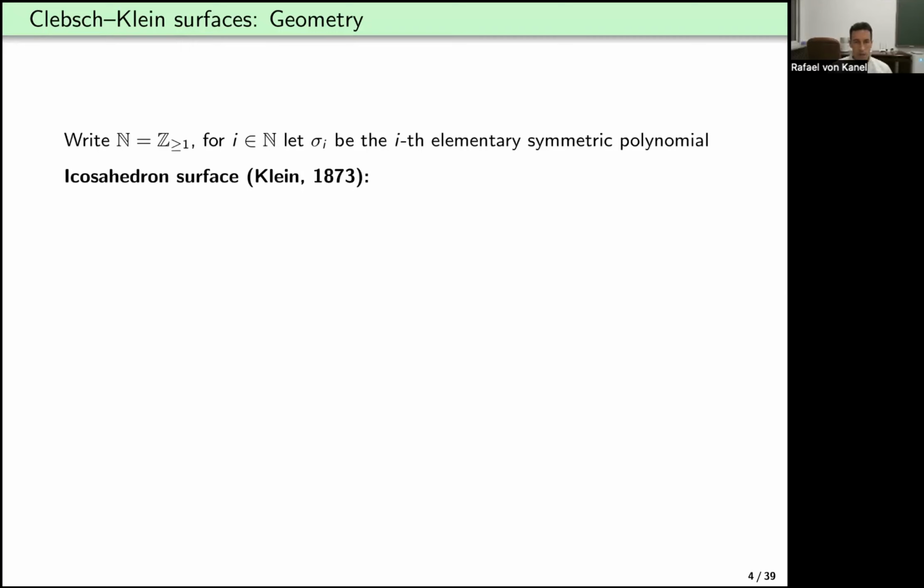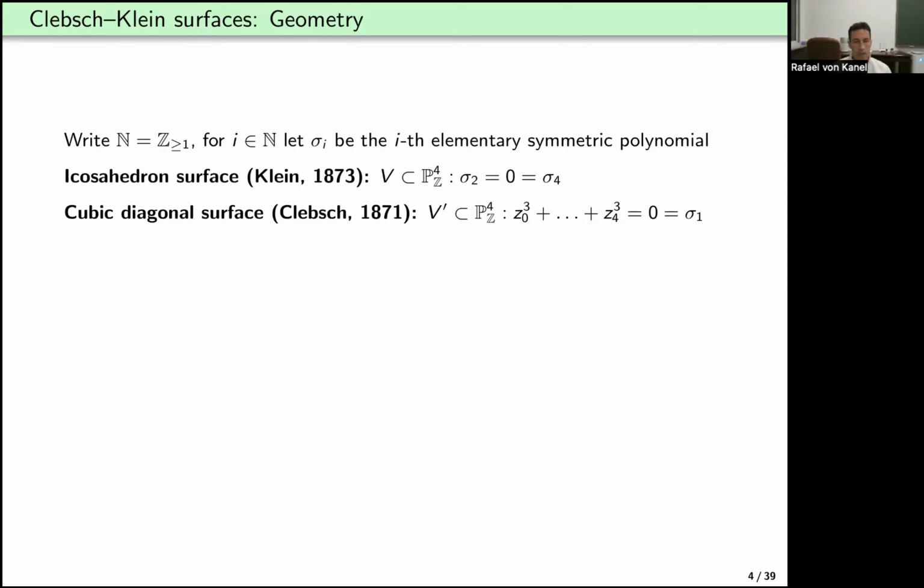So let me start with the first part. For this, I would like to discuss some geometric background. I denote by n the positive integers, and for each i let sigma i be the i-th elementary symmetric polynomial. Then I would consider the so-called icosahedron surface, which was studied by Klein in 1873. This is a surface inside P4 defined by sigma 2 and sigma 4. A closely related surface is the so-called cubic diagonal surface of Clebsch, which is also a surface inside P4, given by the sum of the cubes of the coordinates equals 0 equals sigma 1.